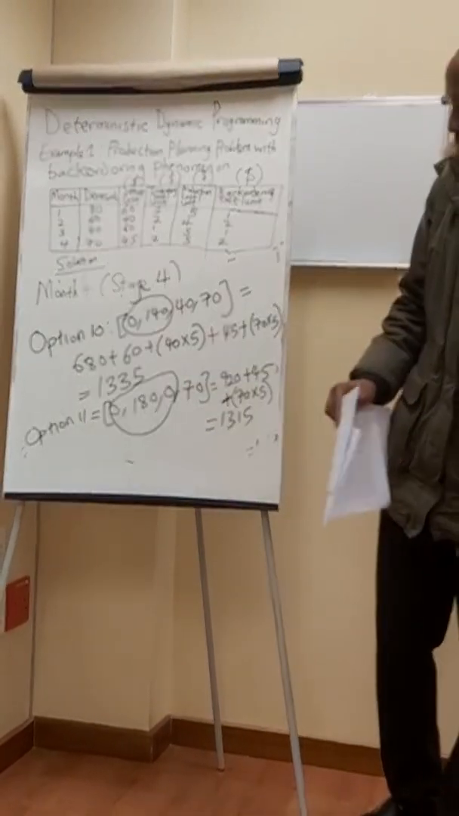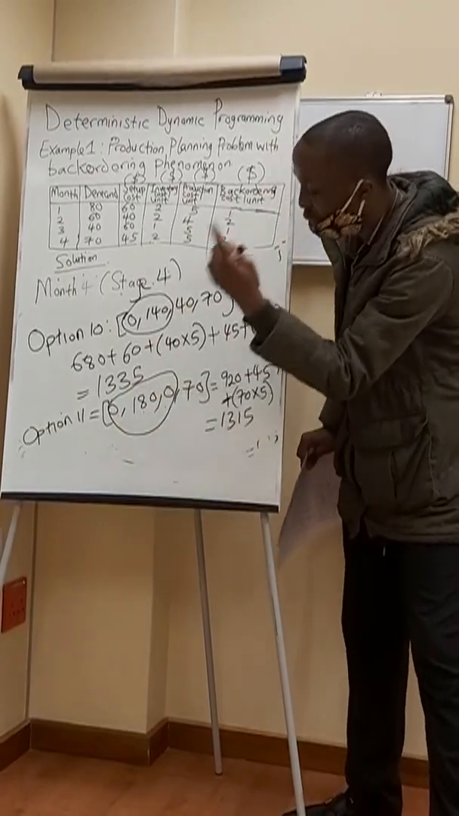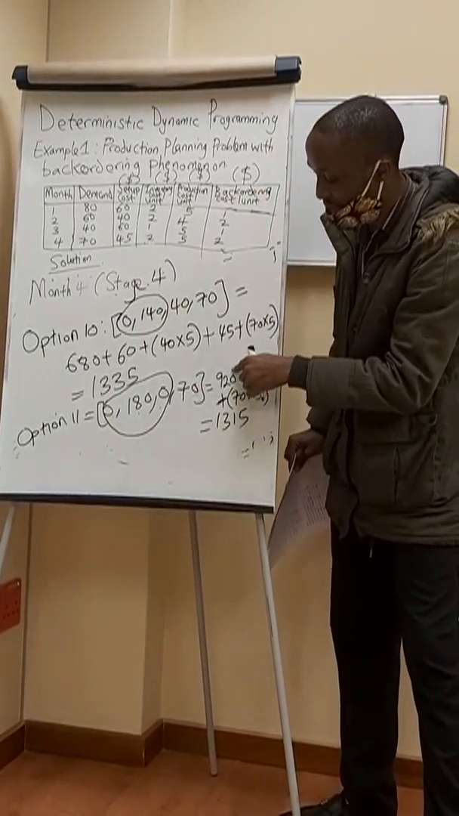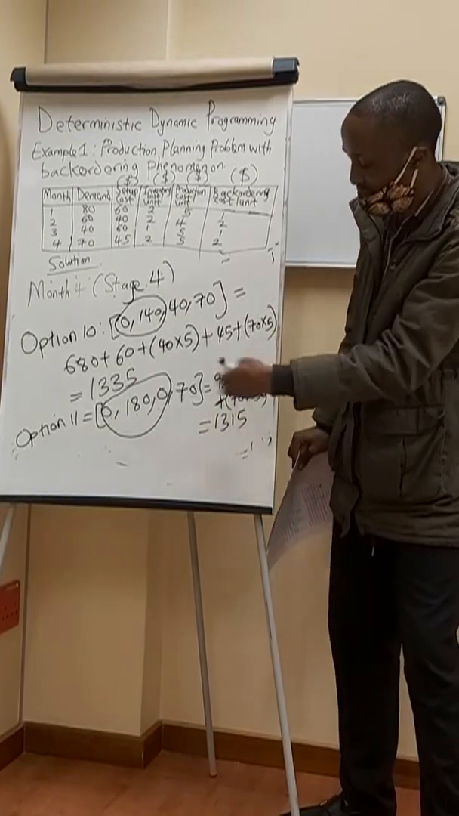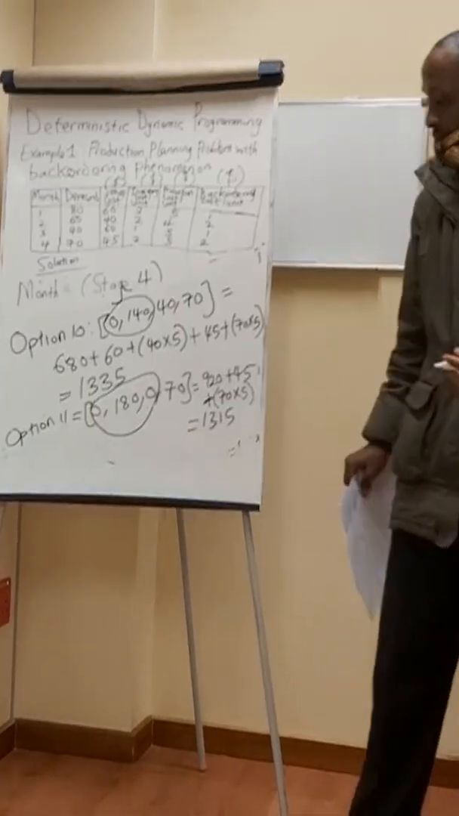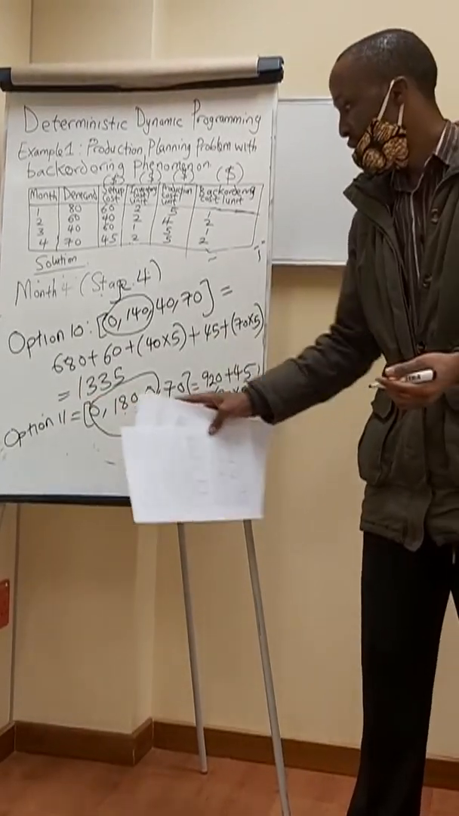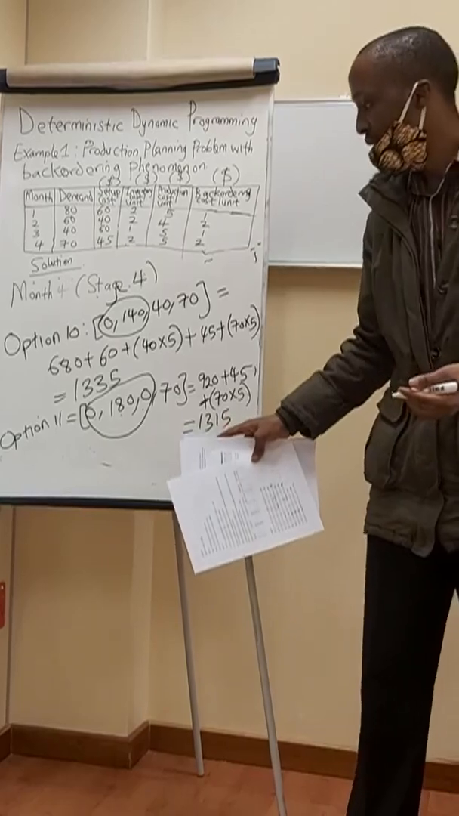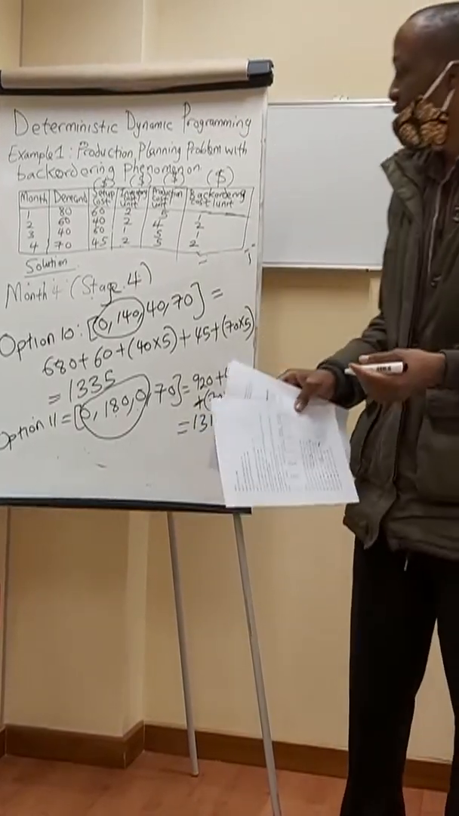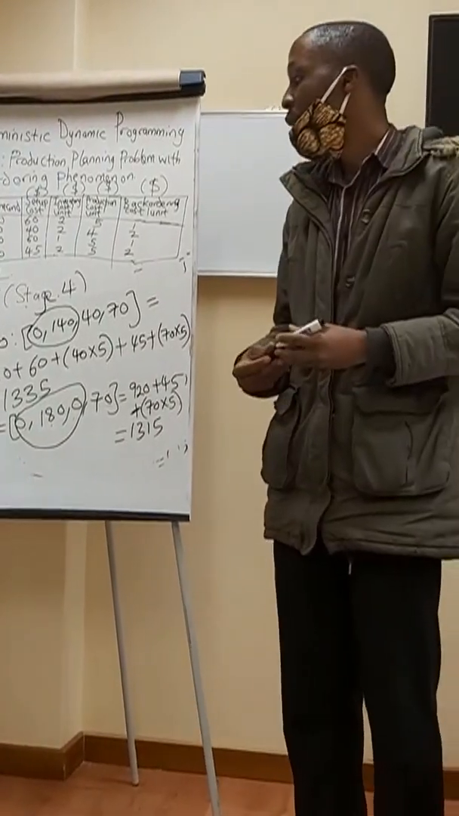So try to figure that out. Remember that when you meet the demand of month 3 in the best possible way from your solution from stage 3, you get 920. That's how we got this 920. Try to figure out the remaining. Then I think you'll be able to see how we got the production cost for option number 11 to be what? 1315. So those are all the possible solution options for stage number 4.